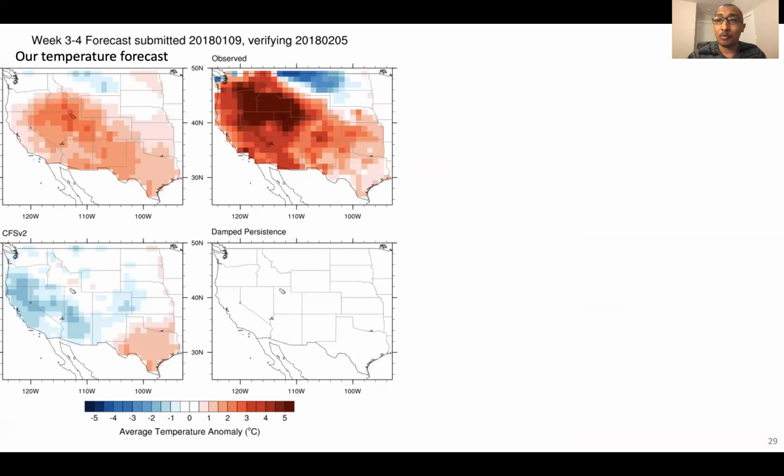So I just want to give you an example of what a forecast looks like. Here I'm showing you a temperature forecast that we produced in 2018. Here's the ground truth in the top right. The top left is our forecast. In the bottom left, I'm showing you the forecast produced by the United States operational subseasonal forecasting system. You can see in this case, it's doing a pretty terrible job. Red here means hotter than expected. Blue means colder than expected. And basically, the operational model CFSV2 is just predicting cold where it should be predicting hot.